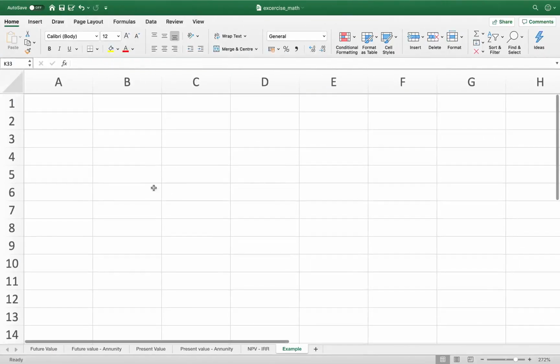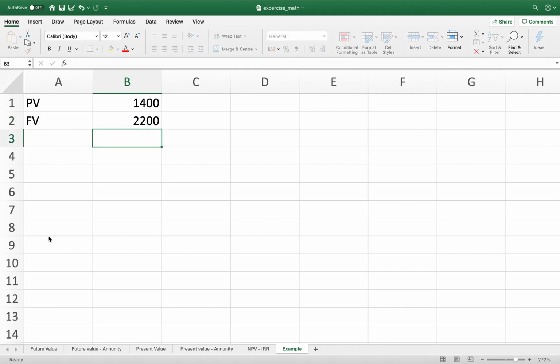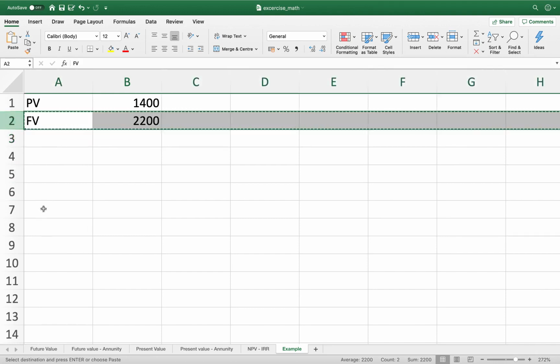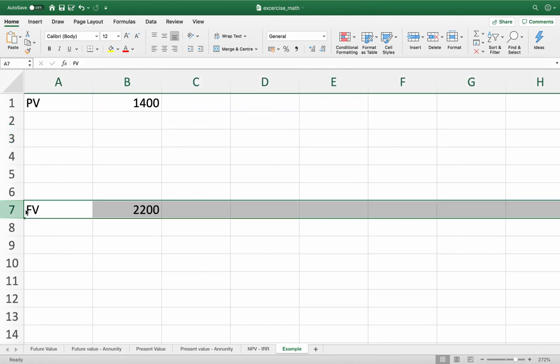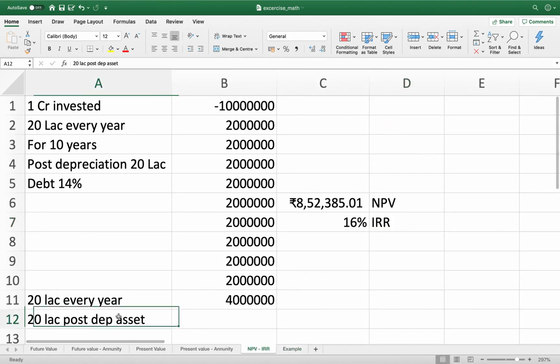So for taking this example, present value is 1400, future value is how much? 2200 rupees, and the future value here is basically the terminal value. Something probably I missed telling you is one terminology, which is terminal value.